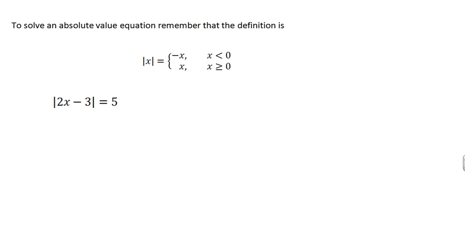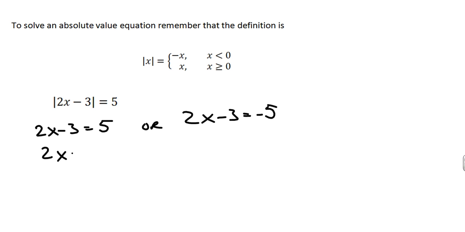To solve an absolute value equation, remember the basic definition is that it's either equal to the opposite of x or x itself. So if we have the absolute value of 2x subtract 3 equals 5, the input, the 2x subtract 3, is either going to be equal to 5 or it could be equal to negative 5, and either way its absolute value would be 5. So we can solve each of these equations separately, and we're going to come up with two solutions.